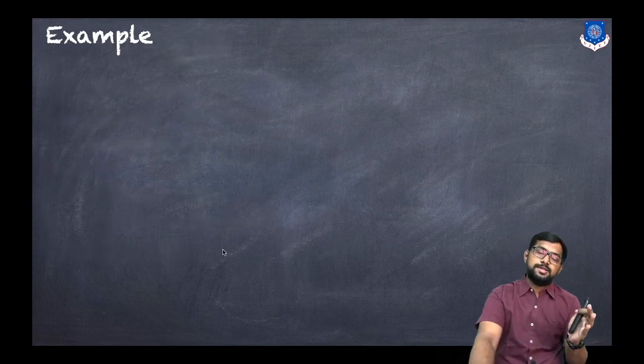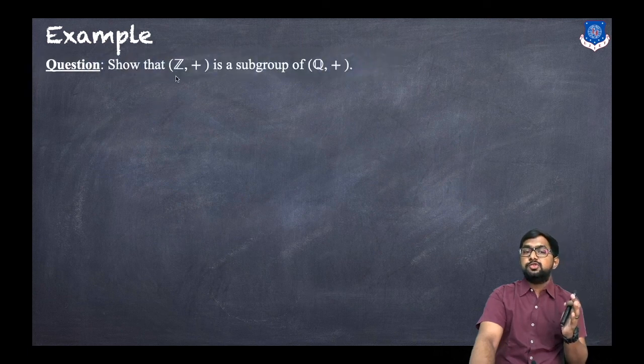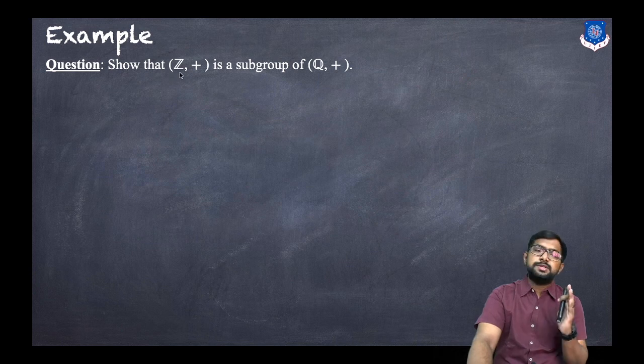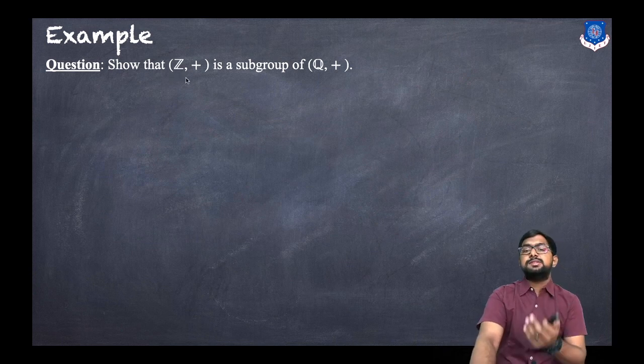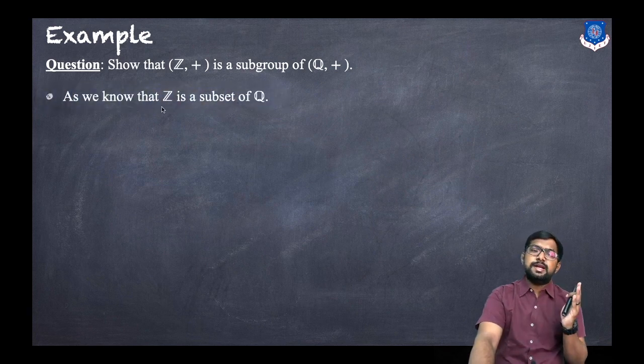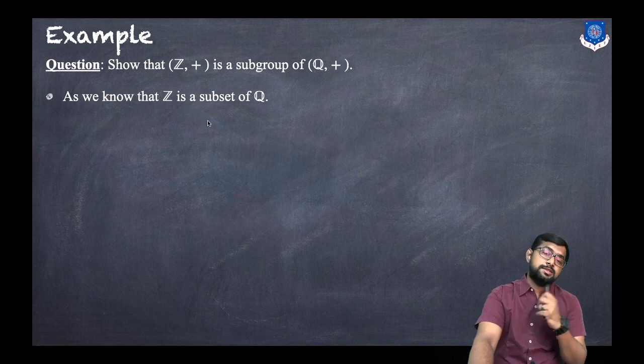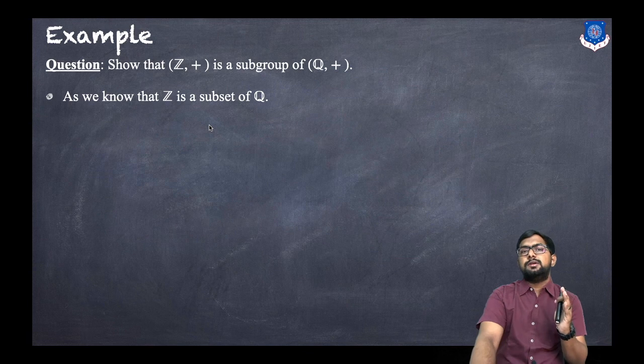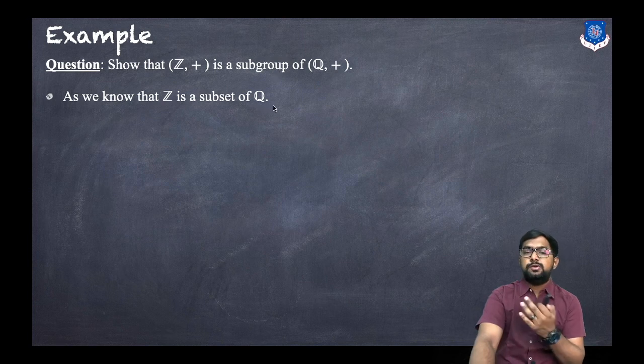So what is the example? Show that (Z, +) is a subgroup of (Q, +). This is the question. First of all, as we know, Z is a subset of Q, which is very obvious. By the definition, to prove it is a subgroup, we first need to check that Z is a subset of Q. So it is there.